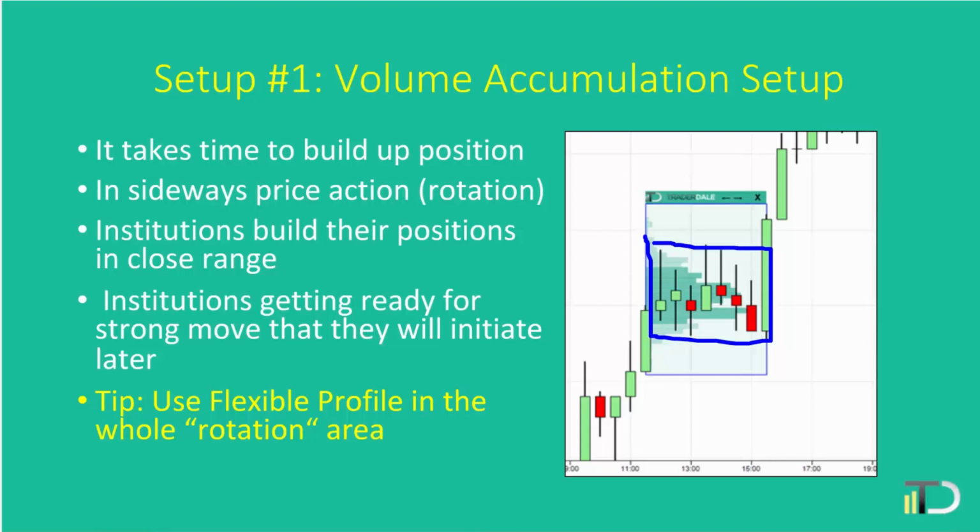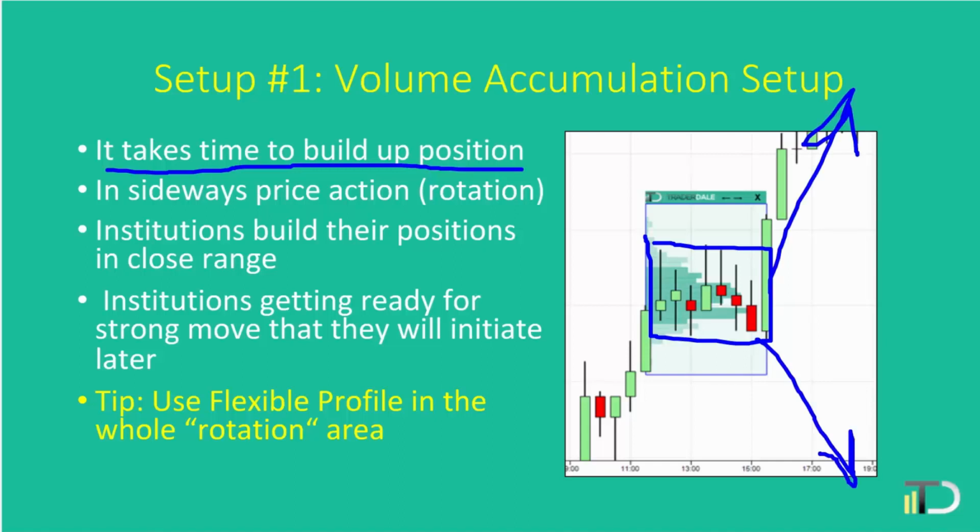And why do I look for rotation? Because it takes time to build up a position. Now I'm talking about the institutions who need time to build up a position. So they do it in rotation, they do it in sideways price action. And they do it slowly, they don't want anybody to notice that, so they need to do it slowly. They do it in rotation when nobody can see it, and after that they initiate either strong buying activity or strong selling activity. In this case it's strong buying activity.